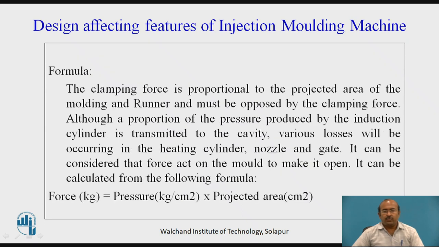Formula: the clamping force is proportional to the projected area of the molding and runner and must be opposed by the clamping force. Although a proportion of the pressure produced by the injection cylinder is transmitted to the cavity, various losses will occur in the heating cylinder, nozzle and gate. It can be considered that this force acts on the mold to make it open. It can be calculated from the following formula. Force is equal to pressure into projected area, with force in kg, pressure in kg per square centimeter, and projected area in square centimeter.